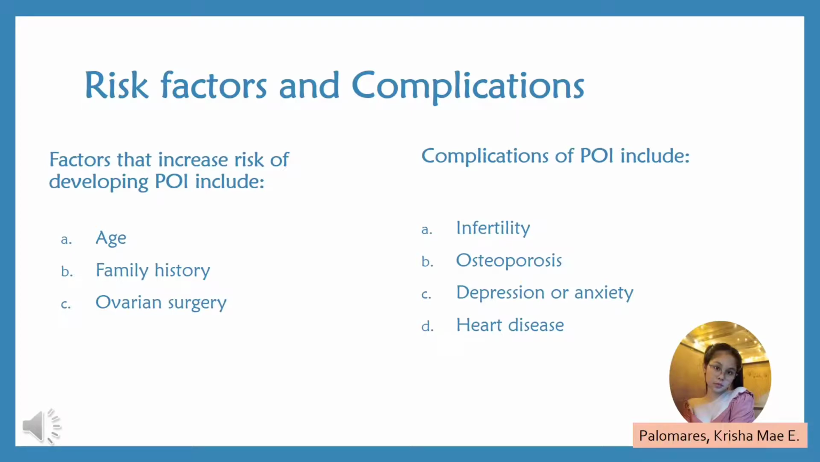Complications of primary ovarian insufficiency include infertility, or the inability to get pregnant; osteoporosis, where estrogen hormones can help in maintaining strong bones; depression or anxiety, where the risk of infertility and other complications arising from low estrogen levels causes some women to become depressed or anxious; and heart disease, where early loss of estrogen might increase your risk.